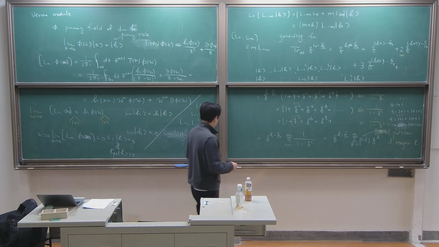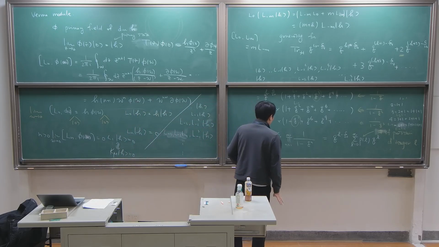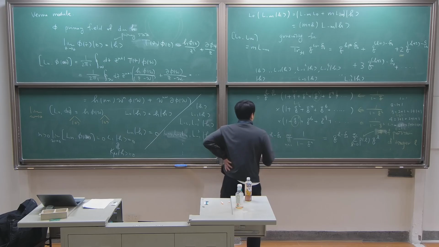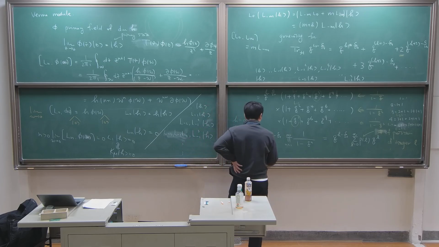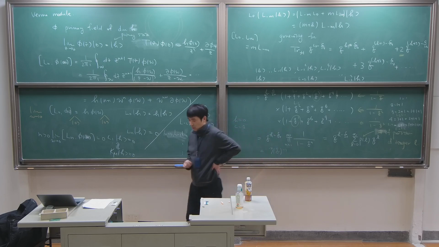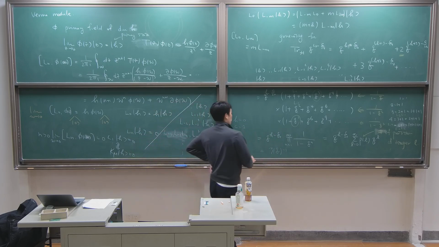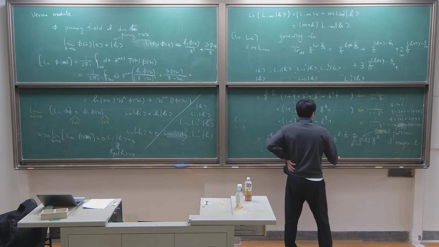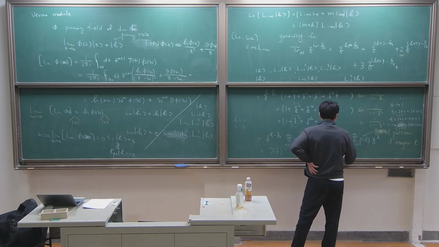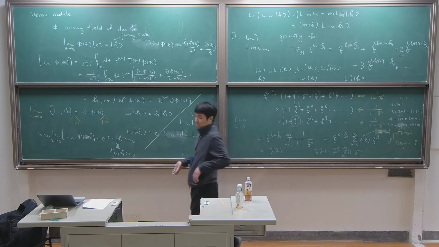And then suppose H is 0 and C is equal to 1. Then this one can be written as the eta function inverse, like this. So this is a Dedekind eta function. So that's the Dedekind eta function.